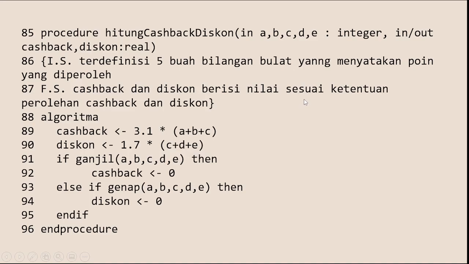Okay, but after that we must check whether all of the customer's points are even or odd. If it's all even, then the customer will only get a cashback, so we set the discount to 0. But if all the customer points are odd, then the customer will only get a discount, so we will set the cashback to 0.